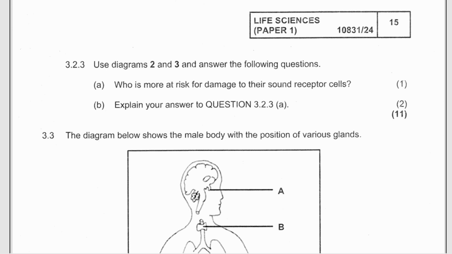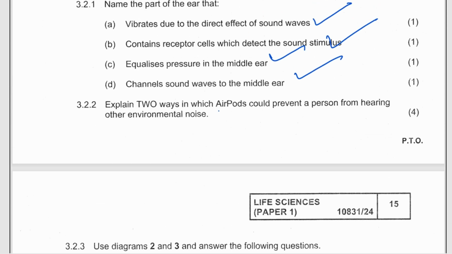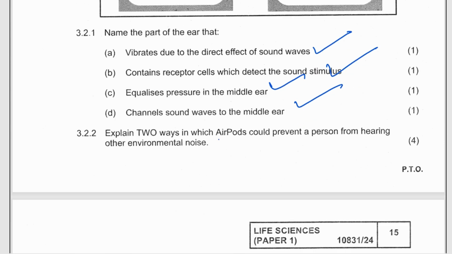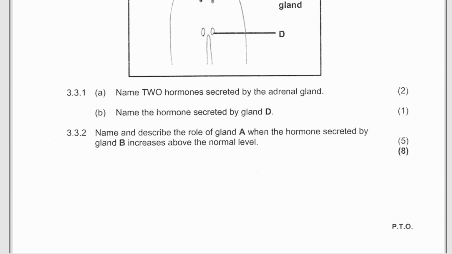3.2.3, use diagram 2 and 3. Answer the following question: who is more at risk for damage to their sound receptor cells? So between this and that, who is at risk? Between 3 and 2, the answer is this one because it is louder, therefore it's easy to damage those cells.